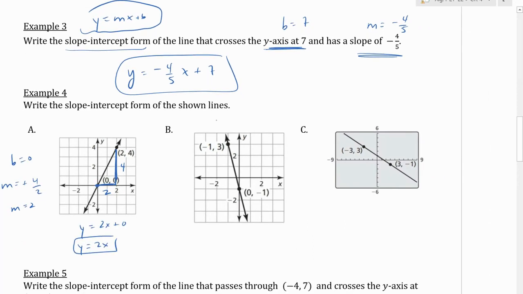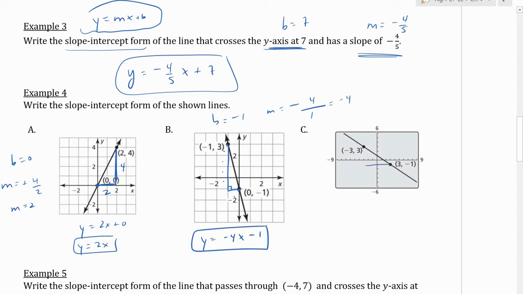Okay, this one I can tell the y-intercept from looking. It's at -1 right there. My slope, okay, definitely downhill. 1, 2, 3, 4. Slope's -4. There's my equation of the line.